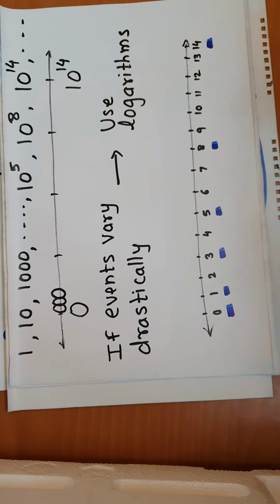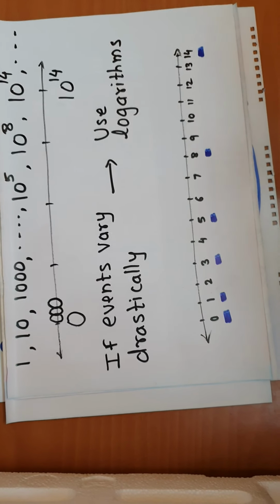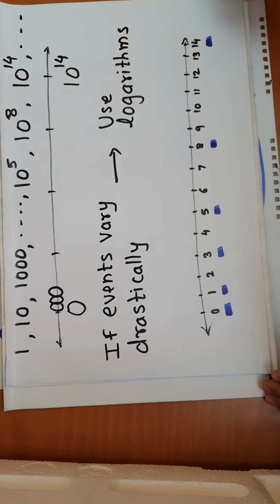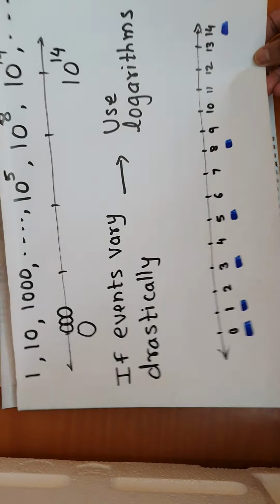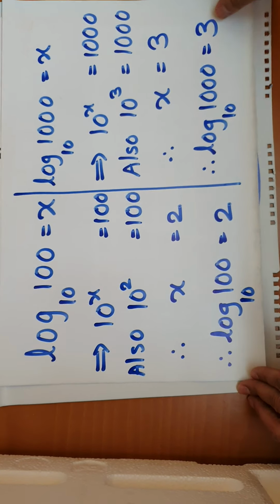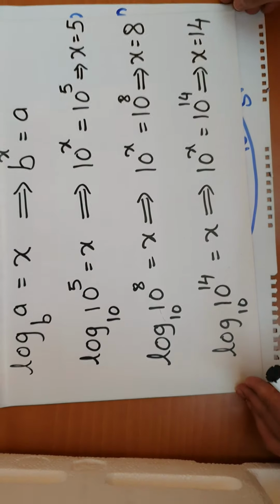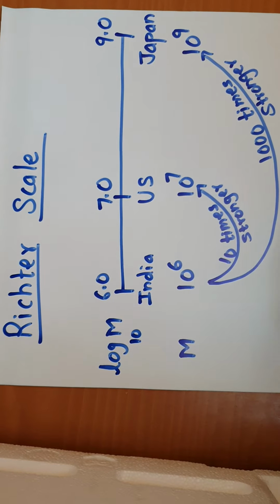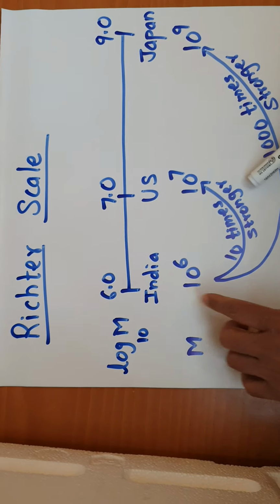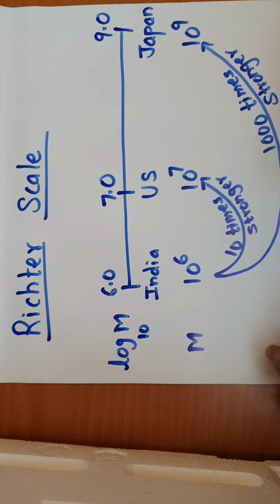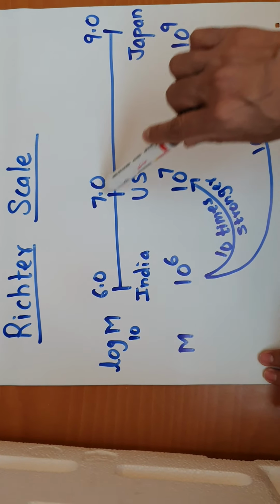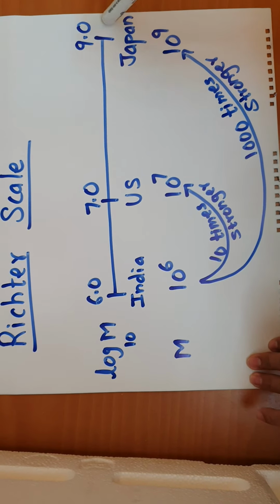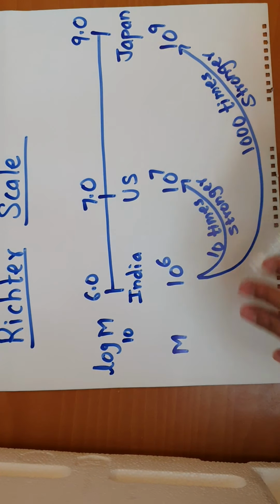When the numbers vary with huge difference, then we can express them in smaller numbers and represent them on the number line. One very good example of this case is the Richter scale. All of you know that the Richter scale is used for measuring earthquakes. For example, suppose the earthquake which happened in India was registered as 6.0 on the Richter scale. The one which occurred in US was registered as 7.0, and the earthquake in Japan was registered as 9.0 on the Richter scale. Now what does this mean?